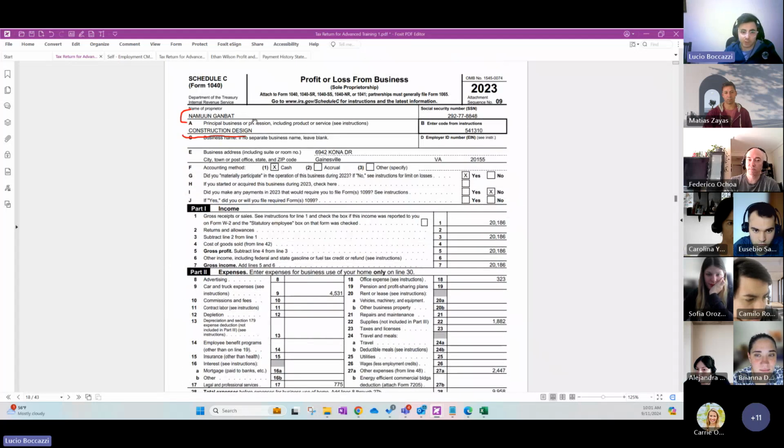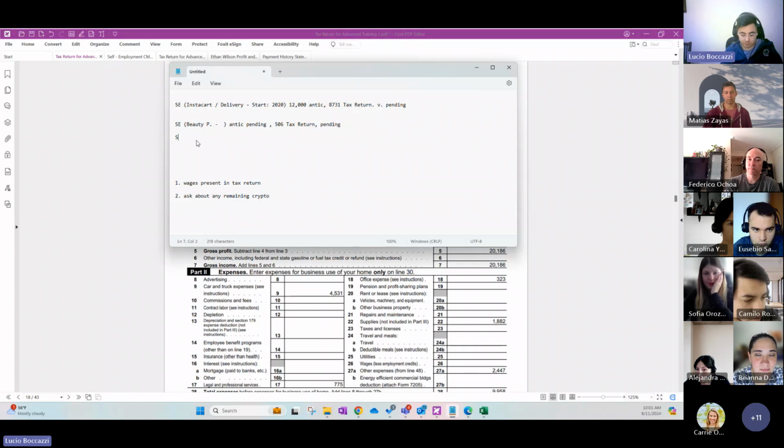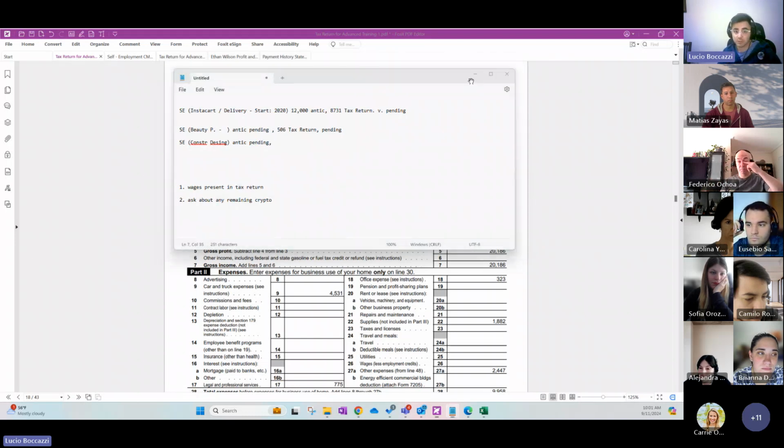Then we have the one that is for construction design. There's another self-employment that we are not entirely sure about, construction design, just to make it short. We don't have a self-employment declaration. We don't really know if Namun is actually still doing this.